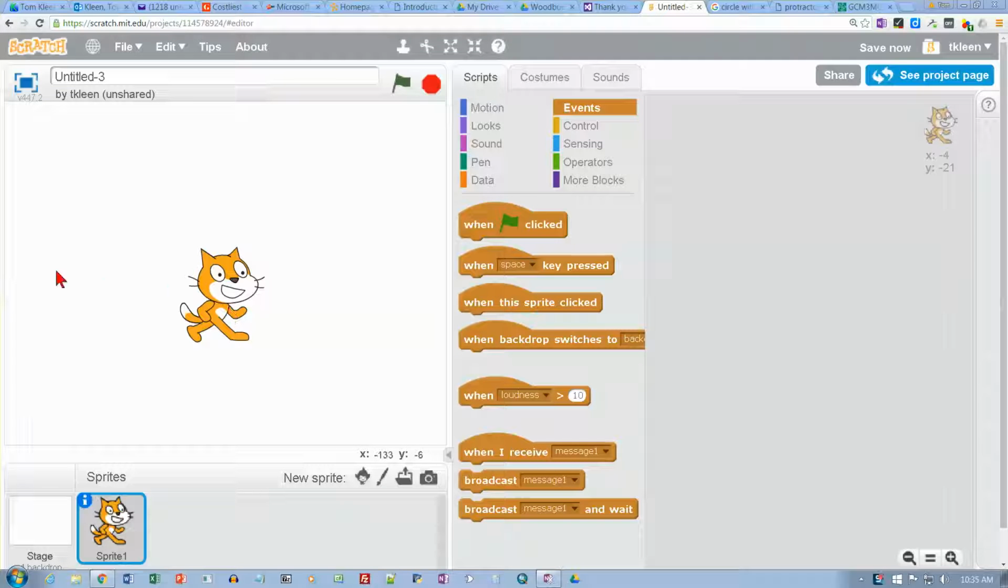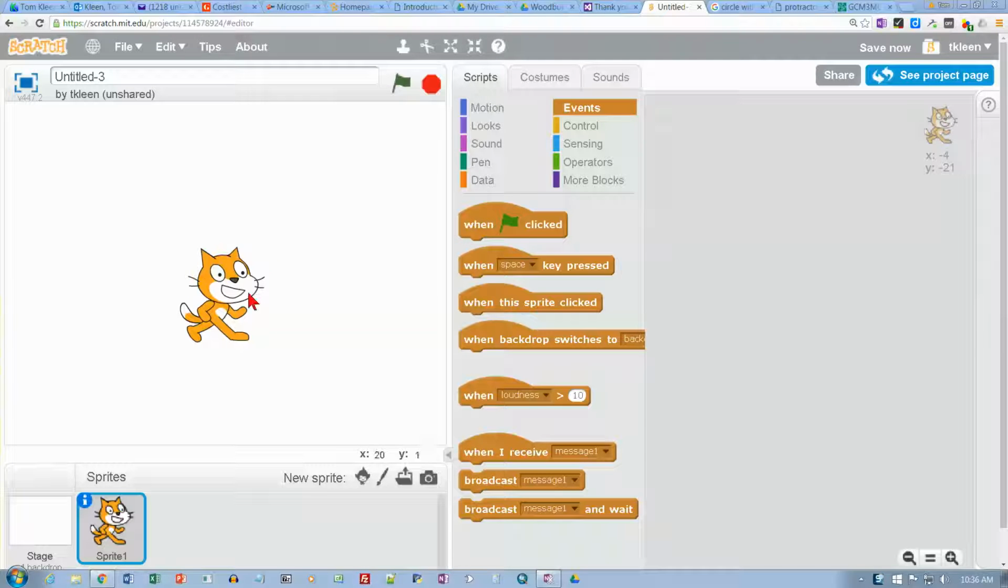Okay, we've talked about x and y coordinates. X goes from 0 in the center of the screen all the way over to 240 on the far right and minus 240 on the left. Watch these numbers down here when I move the mouse. So over there is 240, over there is minus 240, up there is 180, down here is minus 180.